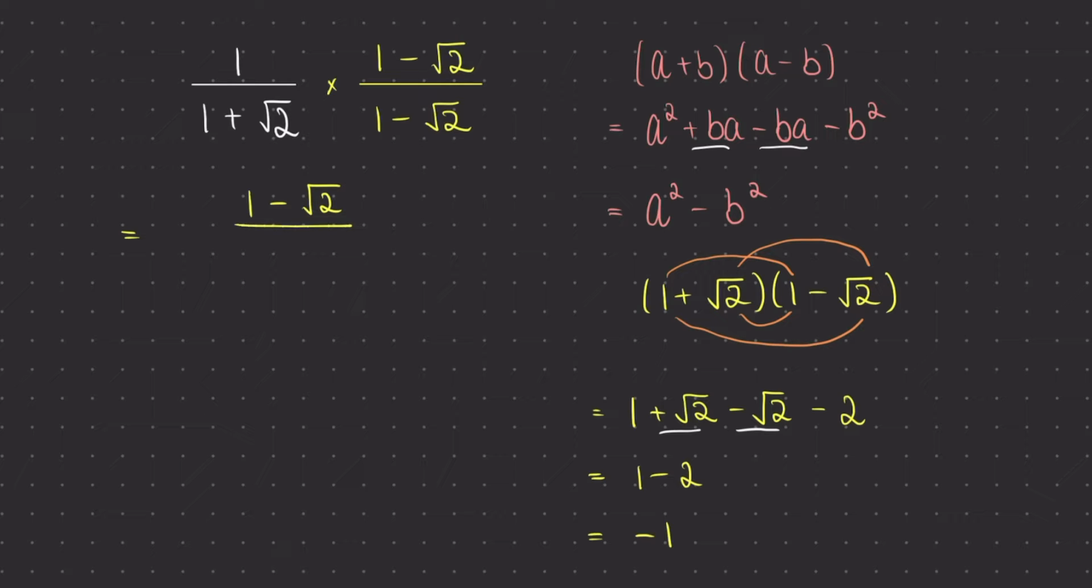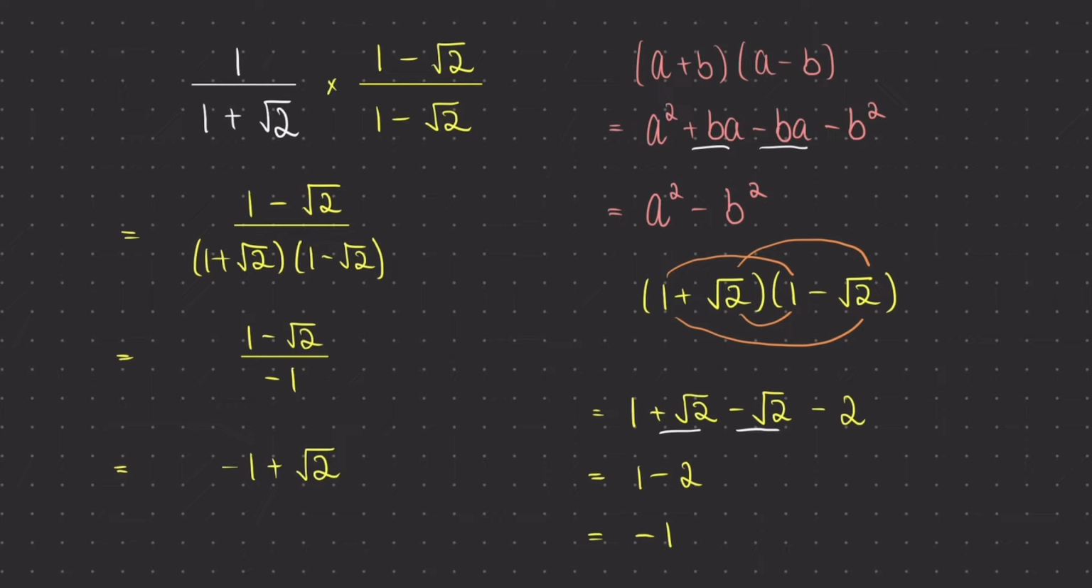And on the bottom, I've already done this multiplication of 1 plus root 2 multiplied by 1 minus root 2. We can see the only difference between these two brackets is that we've changed the sign in the middle. That will of course give me 1 minus root 2 over minus 1. We can now combine that minus 1 into the fraction, so we would have minus 1 plus the square root of 2.